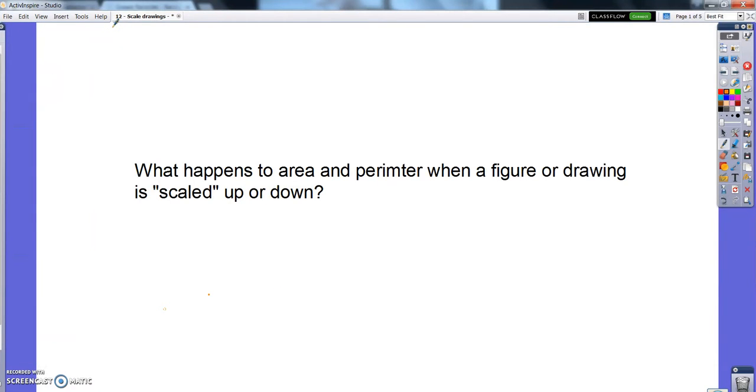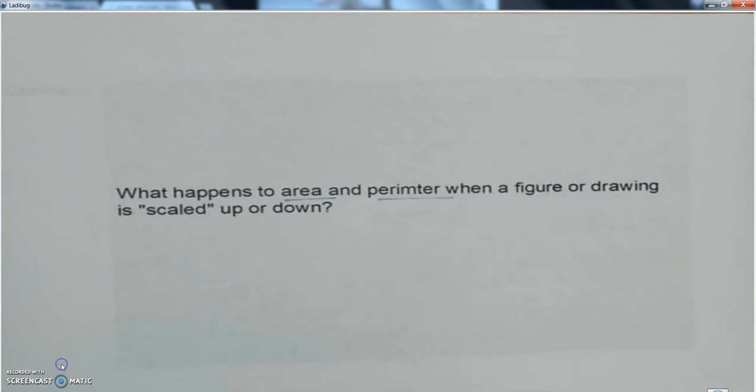Hey, Advanced Math. I want to talk more about scaling and scale drawings, scale factors today. I want to talk about what happens to the area and perimeter of things when you do that. Oh, but I'm on the wrong screen for you because I don't have my thing, so I need to do it by hand. So, area and perimeter when a drawing is scaled up or down.